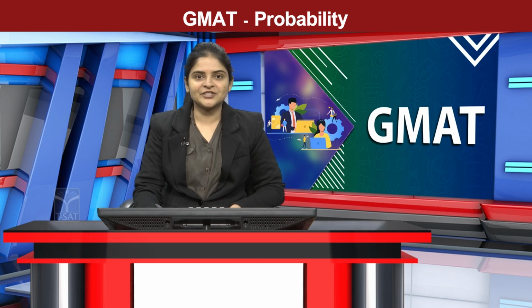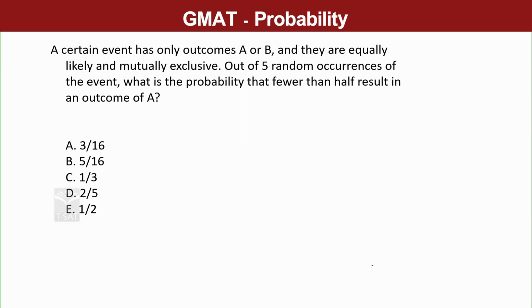Let's see what the next question is. A certain event has only outcomes A or B, and they are equally likely and mutually exclusive. Out of 5 random occurrences of the event, what is the probability that fewer than half result in an outcome of A? Okay, so you have 2 outcomes A and B. Since they are equally likely and mutually exclusive, A will be half, because they are equally likely events, and there are only 2 outcomes, A or B. There are no other outcomes and they are equally likely. So the probability will be half for each of these.